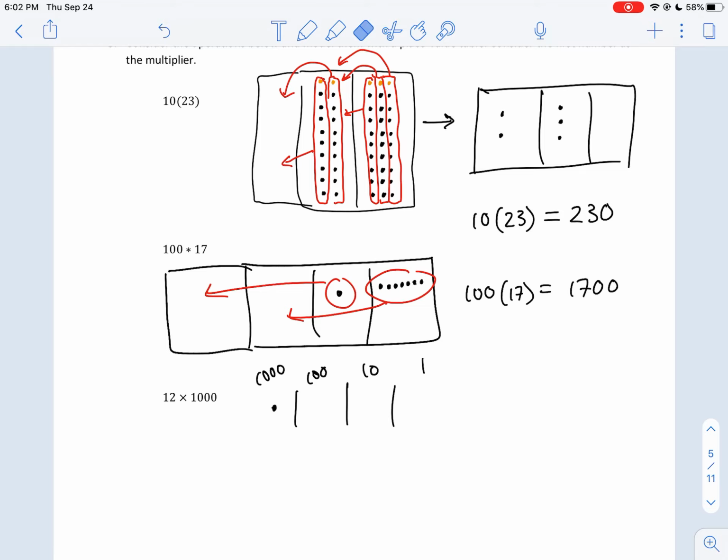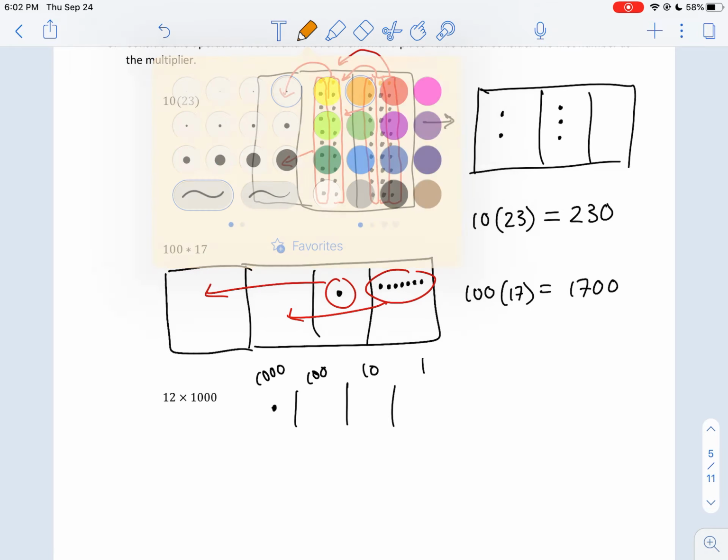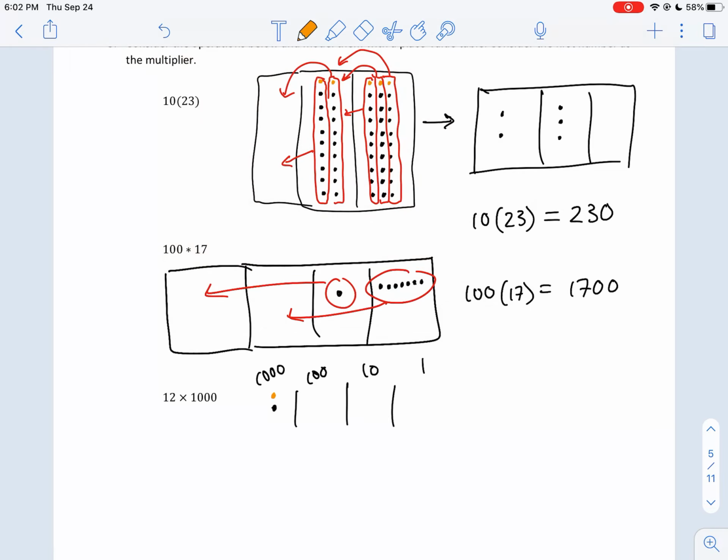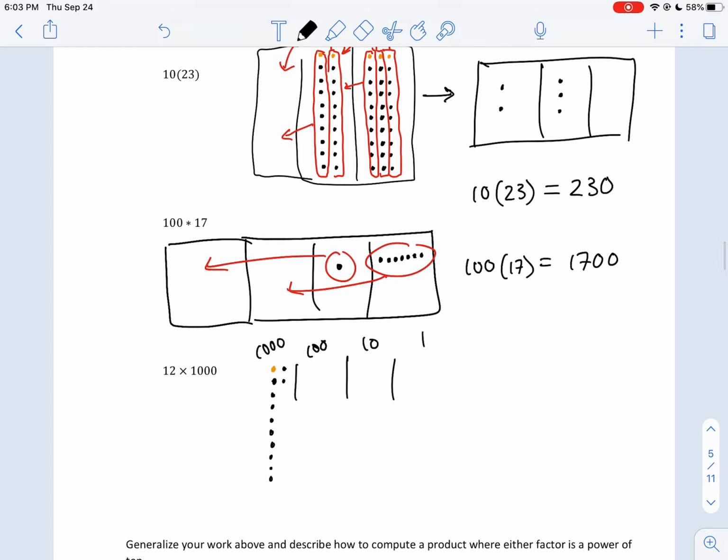Let's say the original is going to be orange again. So let's pretend that was the original. And now I need a total of 12 copies of 1,000. There's 4, 5, 6, 7, 8, 9, 10, 11, 12. Okay. Oops. Now I'll make the place value table.